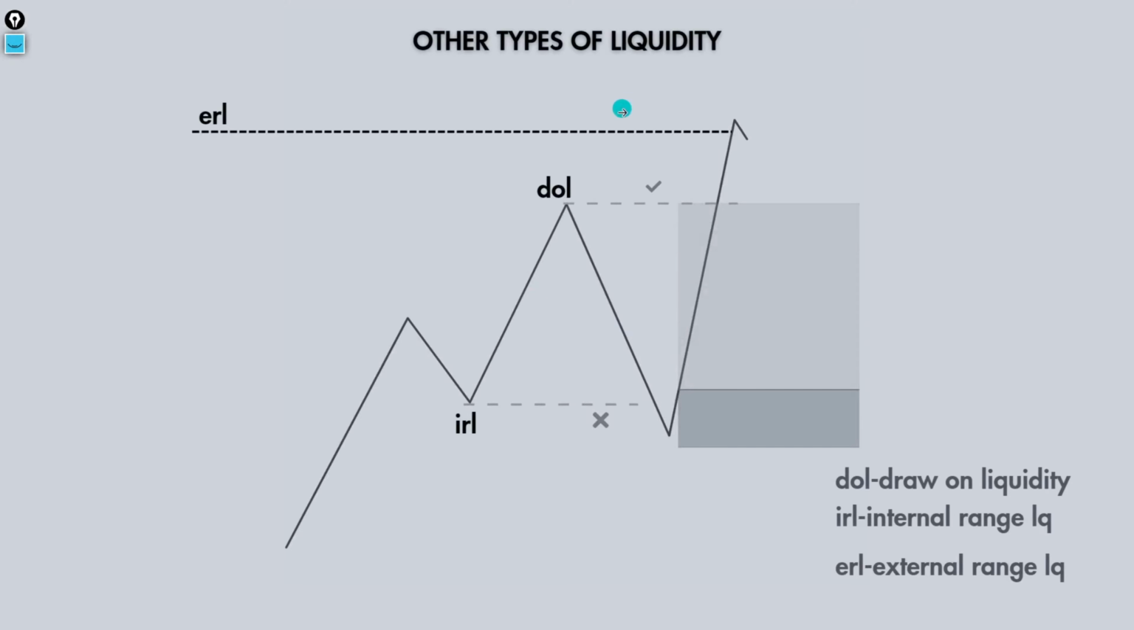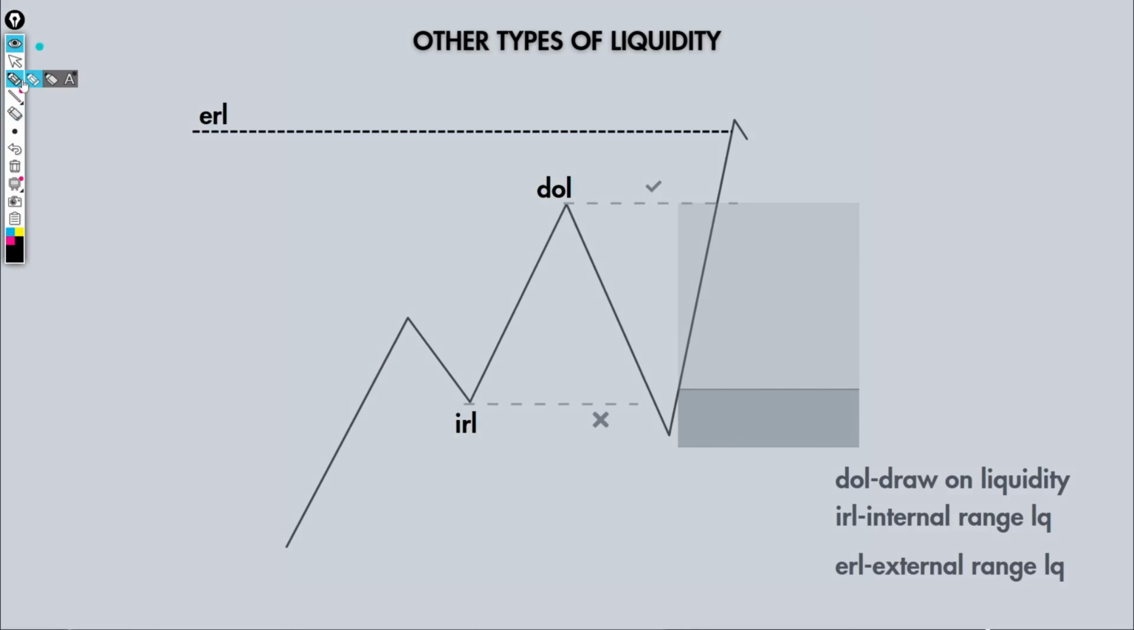Now, the other types of liquidity, this is just also categorizations of different liquidities. So first thing will be your drawn liquidity, which would be your main target, your internal range liquidity, which you'll be using for your turtle soup model. As you can see right here, price takes out the liquidity created within this main range, okay? Same thing as short-term lows.